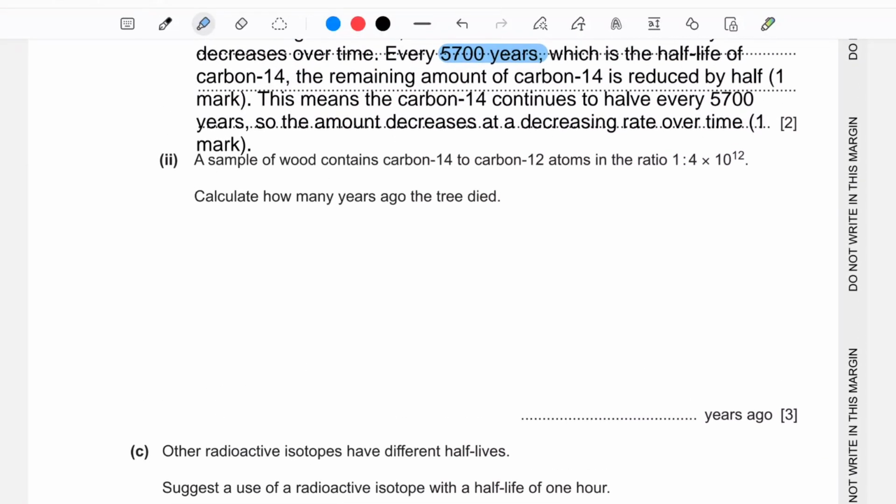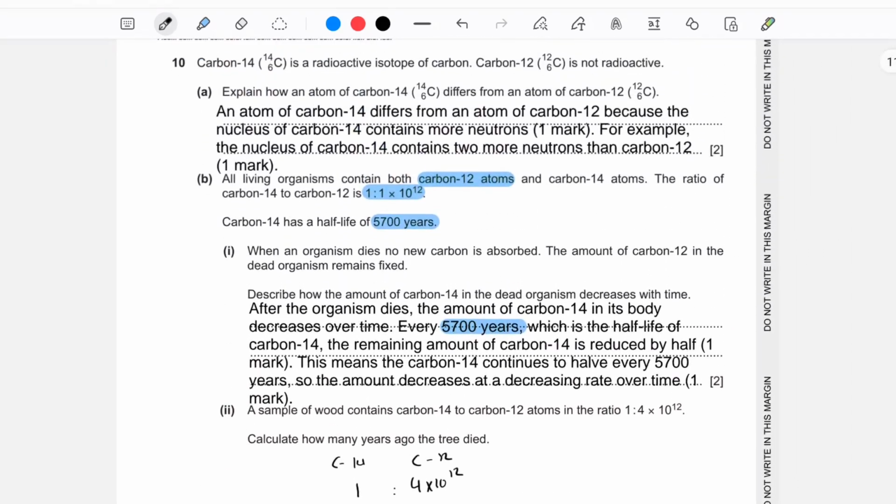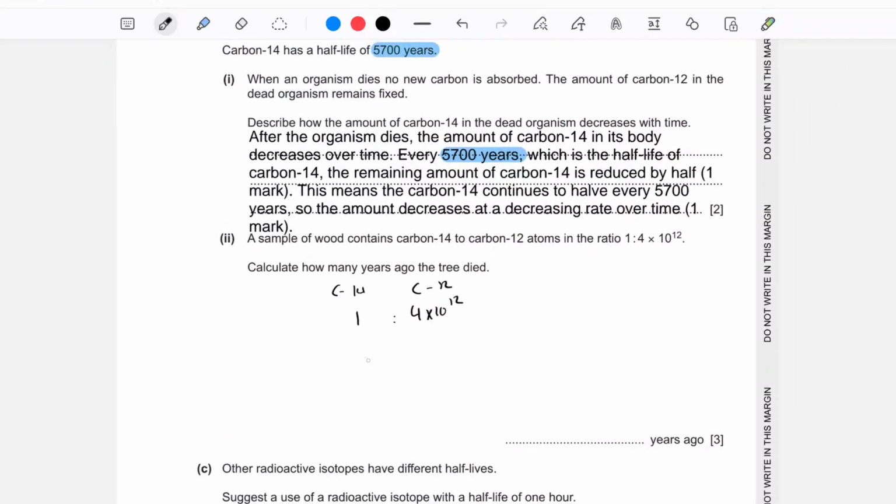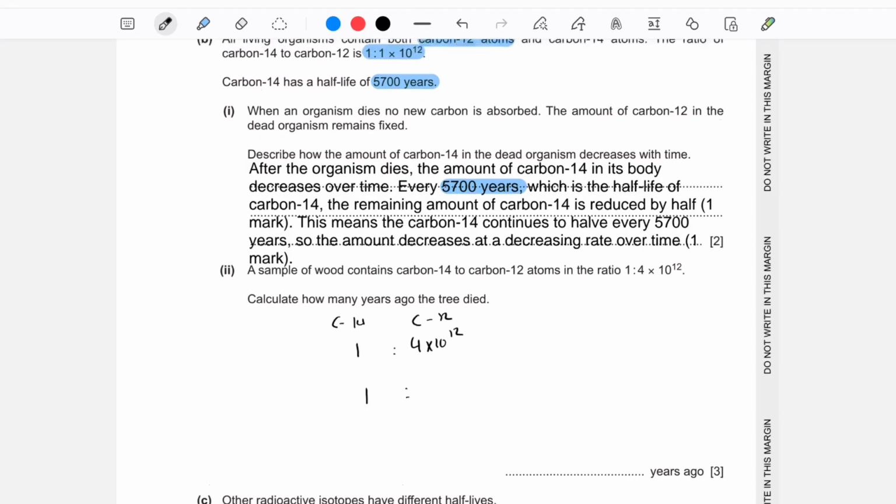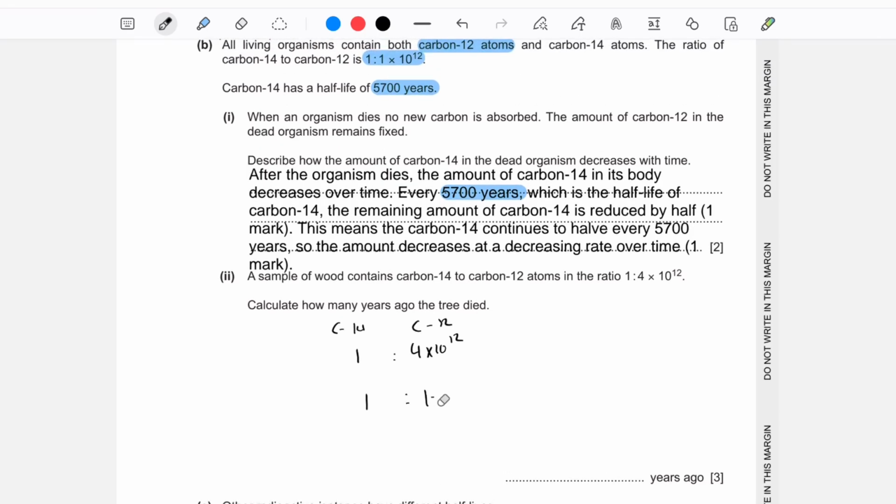A sample of wood contains carbon-14 to carbon-12 atoms in the ratio of 1 to 4 times 10 to the power 12. Calculate how many years ago the tree died. So carbon-14 to carbon-12, this ratio is 1 is to 4 times 10 to the power 12. And this is the ratio now. That is 1 is to 1 times 10 to the power 12.